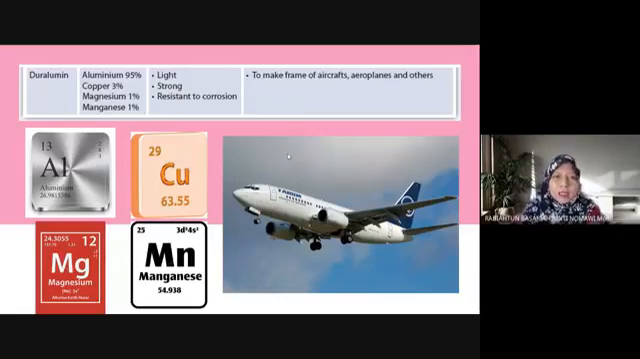Okay, next. The last one is duralumin. Okay, duralumin, you have to understand very well and remember. Because duralumin contains 95% aluminium, 3% copper, 1% magnesium, and 1% manganese. Okay, aluminium, copper, magnesium, and manganese. It is light, strong, and very resistant to corrosion. Okay, duralumin, it is very light.